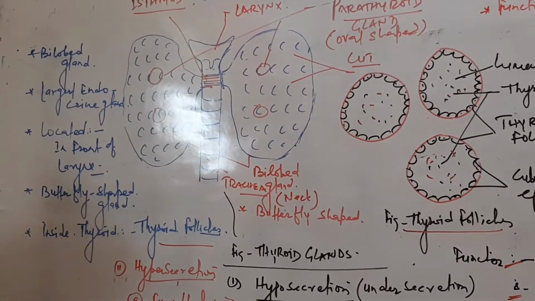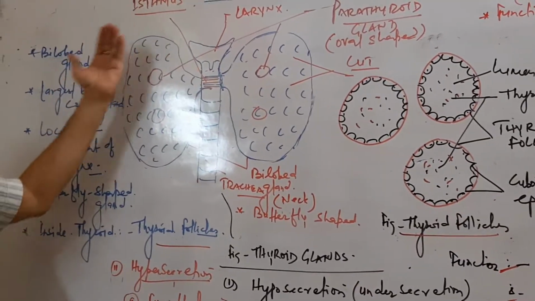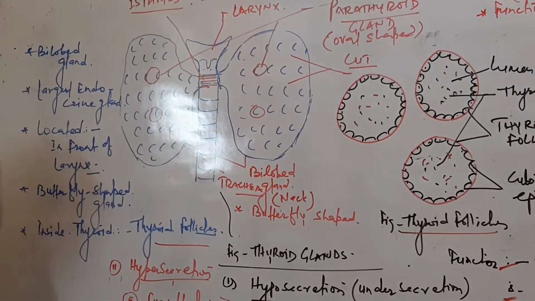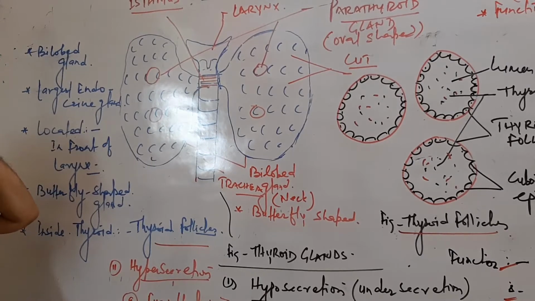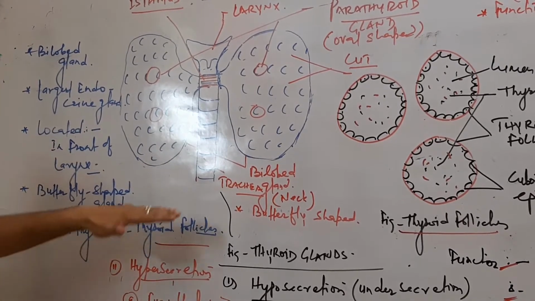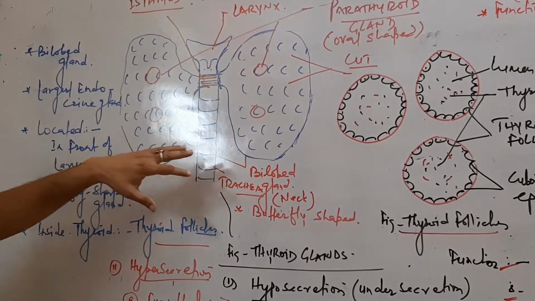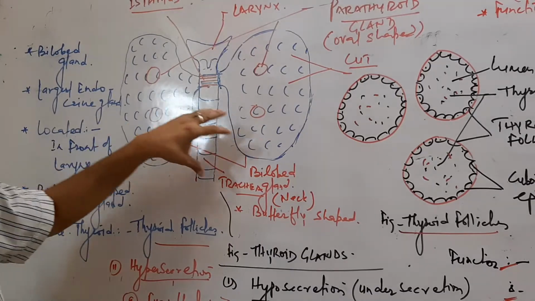This is the structure of the larynx and trachea, and in front of the trachea, on both sides, these lobes are present. So this is the thyroid gland. This is the outer structure of the thyroid gland.